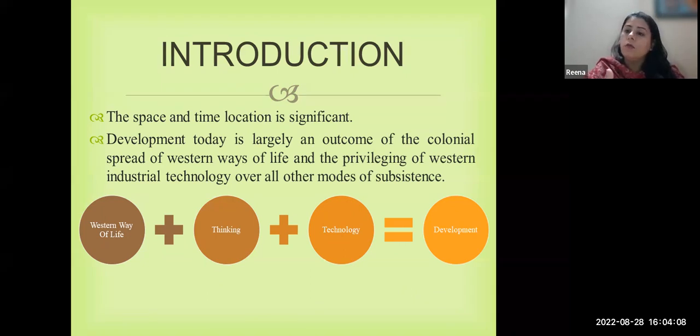So it took over the social component and the environment component, but considering the economist's point of view, considering the per capita income growth of these nations, they were considered developed. Largely, there is a Western way of life and a way of thinking related to Western cultural attributions. Then there is technology, industrial technology. Overall, all these three components make a perfect recipe for development.